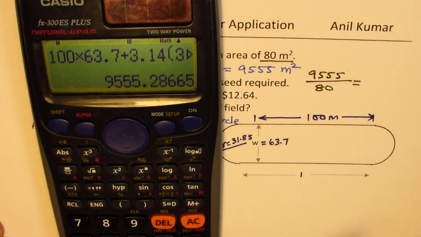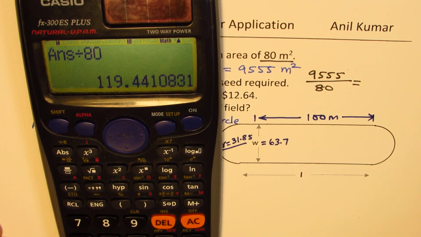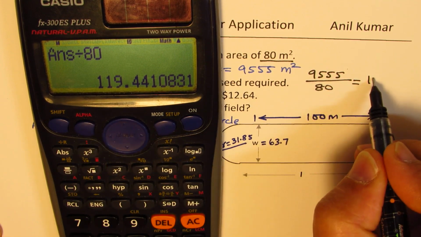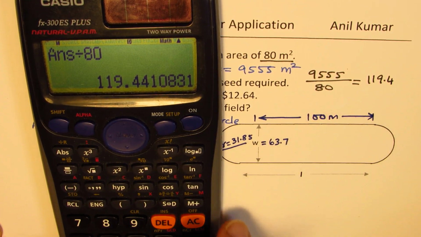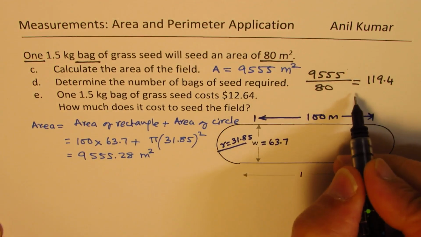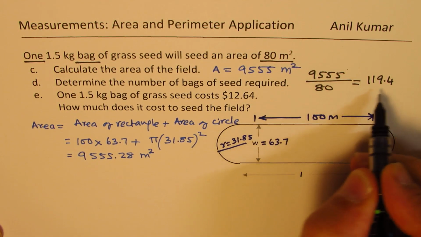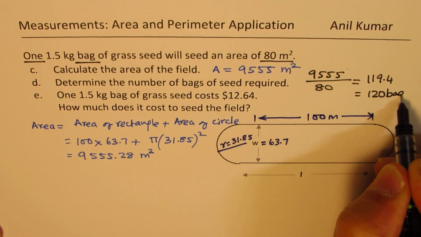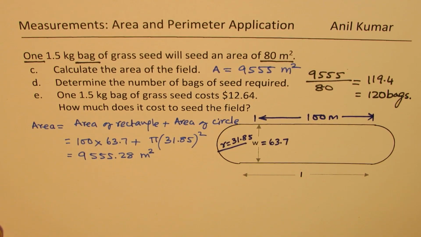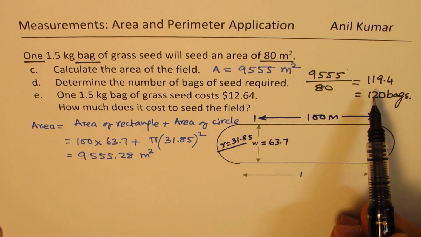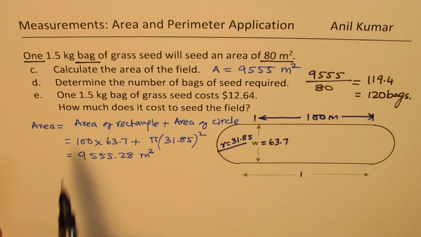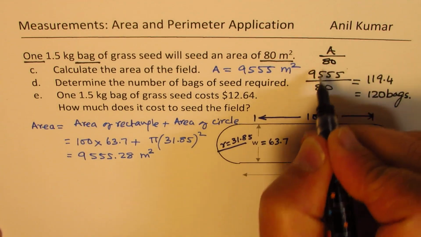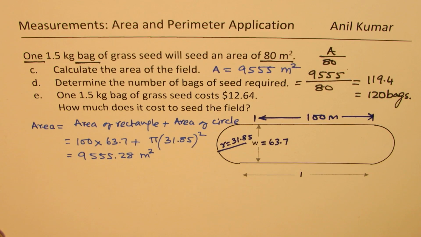So let's divide this by 80, and we'll take a whole number. When we write 119.4, you cannot buy half of a bag, right? So you need to round it to a whole number. So that is going to be equal to 120, right? So 120 bags. Is that clear to you, right? So you cannot buy half of a bag. That is going to be the number of bags. So to find the number of bags, we divided area by 80 and got our answer as 120 bags.